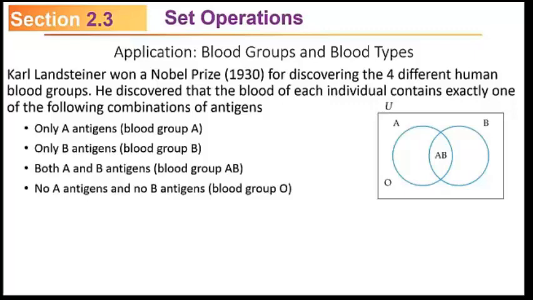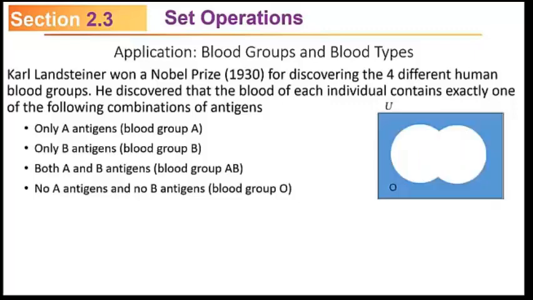Or you could have no A antigens and no B antigens, and that's called blood group O. And type O is the area outside of both of the circles. In other words, you're shading things that aren't in either circle. That's blood group O. So Venn diagrams are very useful for doing this.